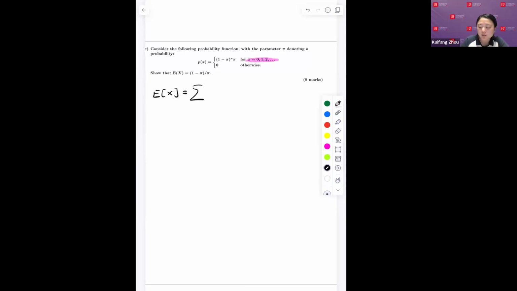Okay, so the expectation of x should be the summation of x times the probability distribution function of x over all possible values. In this case, the possible value of x starts from 0 all the way to infinity. Then we notice that when x equals 0, everything is just equal to 0. So this means that we can simplify our summation as x equals 1 all the way to infinity, x times (1 minus pi) to the power of x times pi.